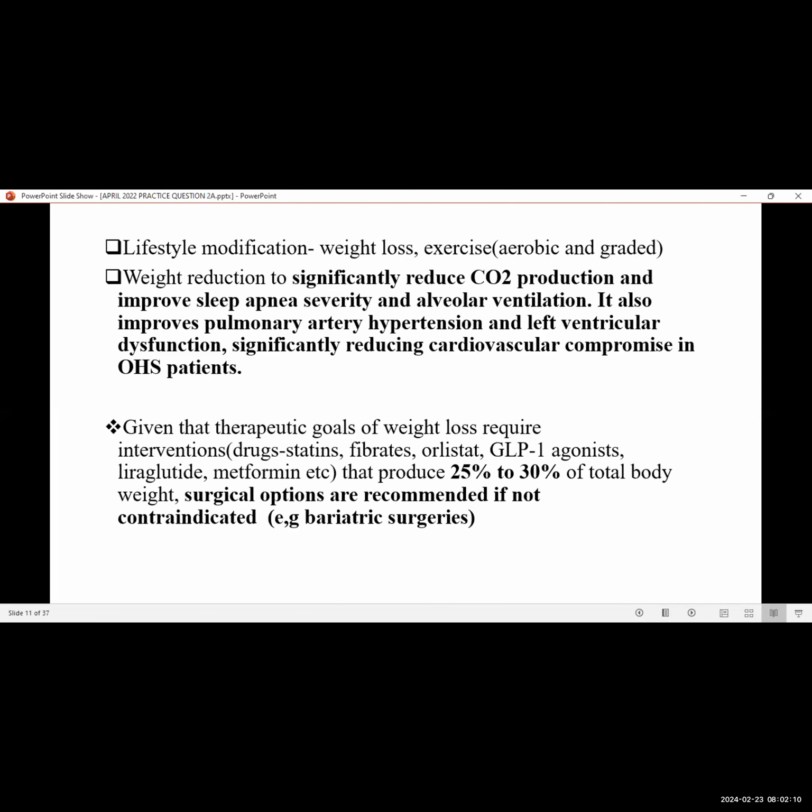So what are the therapeutic goals? Weight loss will require intervention using some drugs like orlistat and GLP-1 agonists and other anti-diabetic agents that possibly can cause weight loss, like liraglutide and metformin. Our target will be to lose about 20 to 25 to 30% of total body weight. If that does not happen, then that's when we now think of surgery, bariatric surgery, if there's no contraindication.